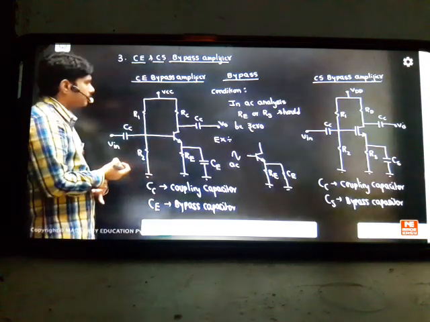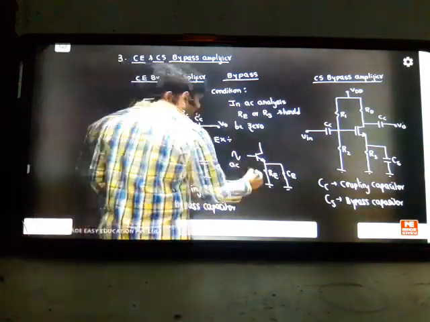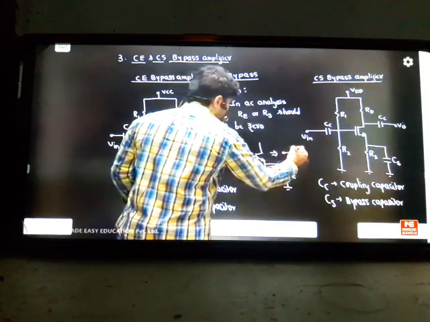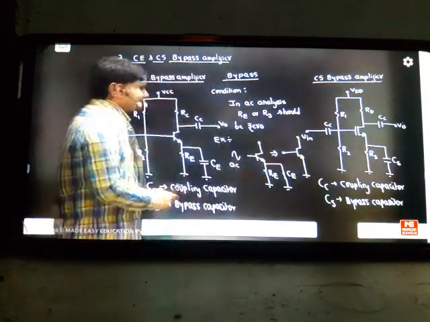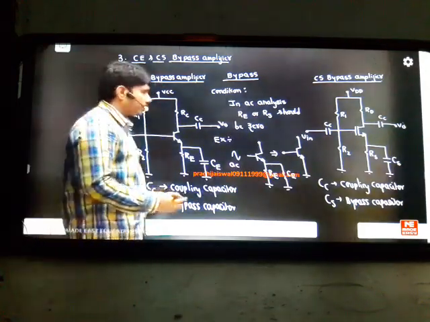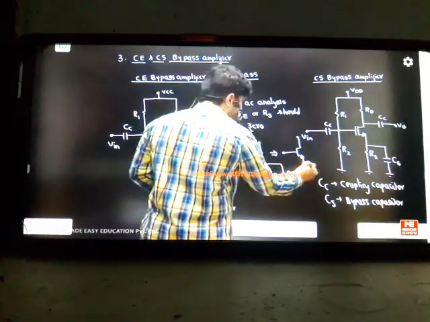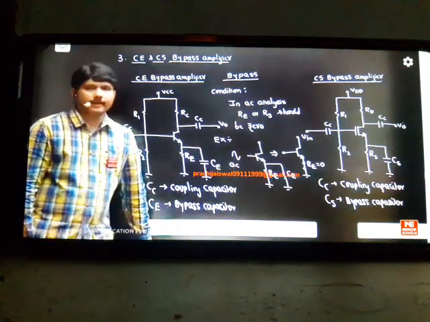In AC analysis, this capital RS should become 0. When you make this capacitor a short in AC analysis, the model simply becomes like this, it becomes a short. Whenever there is a resistor in parallel with a short circuit, the net equivalent is automatically a short circuit. So you can see now that because of the capacitor, your RE here became 0. This is the way you have to understand whether the circuit is a bypass or unbypass.